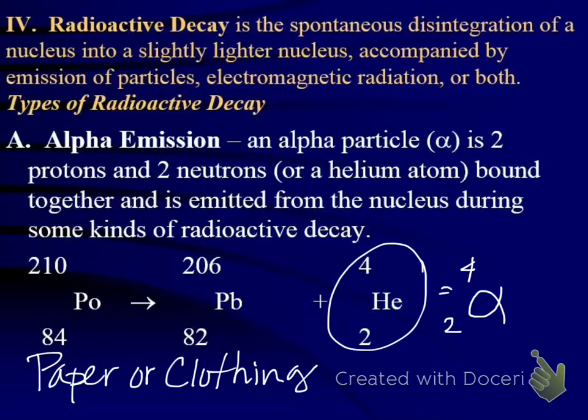Sometimes I don't know if it shows up as an alpha on your worksheet. Normally we write it as helium, but you do need to be aware that an alpha particle is basically a helium nuclide. Okay?